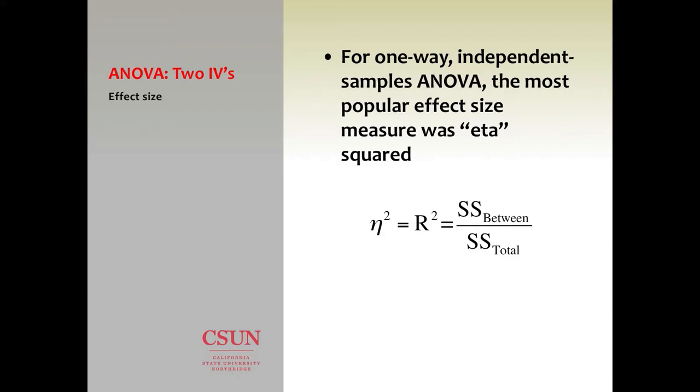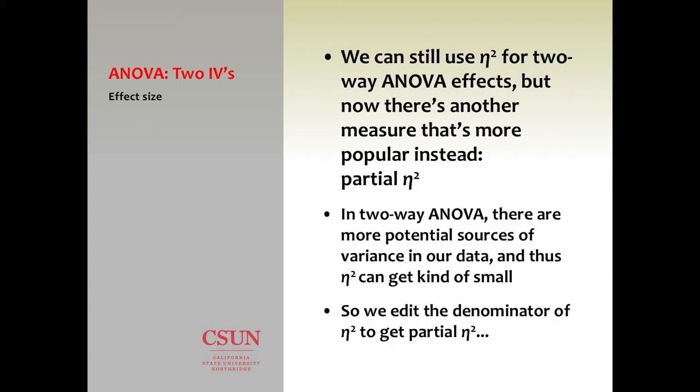When we did a one-way ANOVA, you see eta squared there. It was your sum of squares between divided by your sum of squares total. We're going to take this same formula and adapt it for when you have more than one IV. So the adaptation is the partial eta squared.